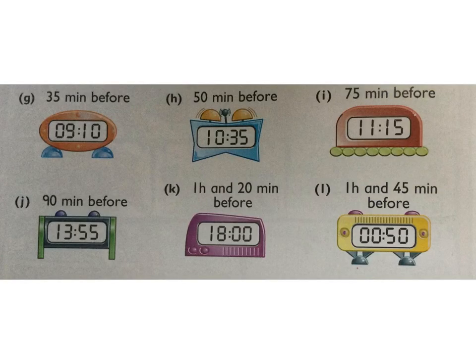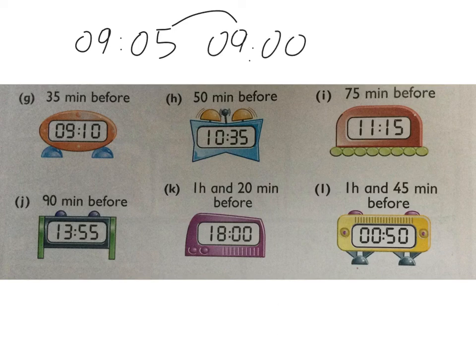Okay, so I'm going to model the completion of the questions on this slide. We're finding the times before. So 35 minutes before. Again, I'm just going to use this strategy. I'm going to take off the 5 minutes, which would bring me to 09:05, and then go back 30 minutes. If we went back 5 more minutes, it would bring me to 9, and that would give me another 25 minutes, and it would be 08:35.